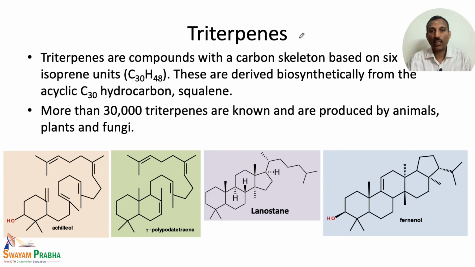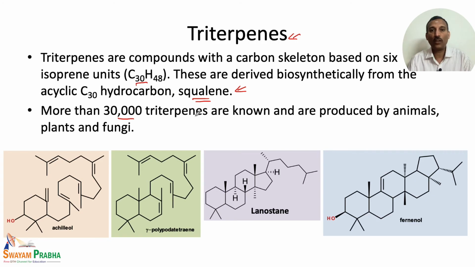Let us move on to the next one, which is the triterpene. The triterpene compounds have a carbon skeleton with 6 isoprene units, and their general formula is C30H48. These are derived biosynthetically from an acyclic C30 hydrocarbon unit, that is squalene. This is the most crucial one for many of the triterpenes. More than 30,000 triterpenes are known, which are produced by animals, plants and fungi.